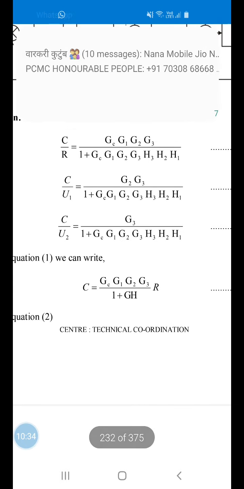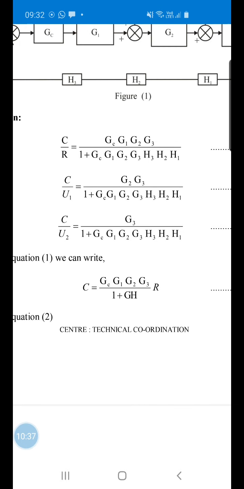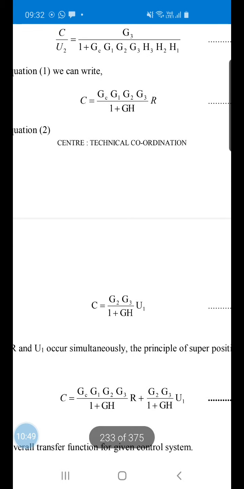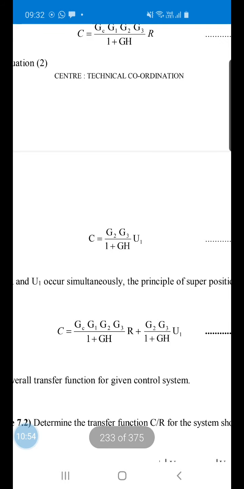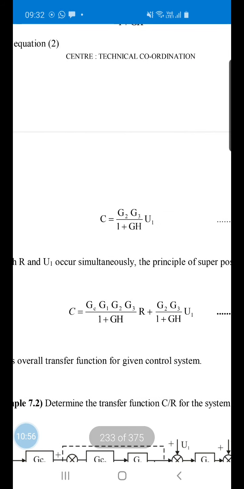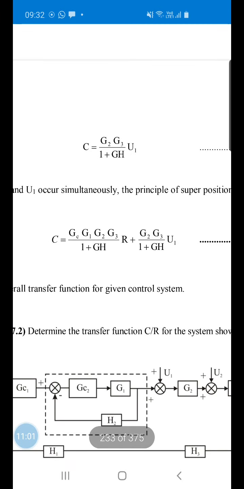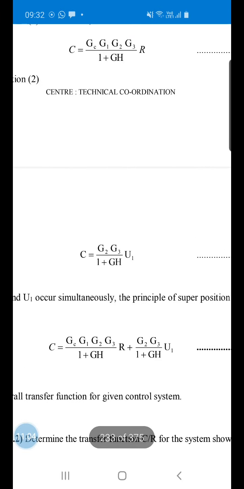So what you can write? You can write from the first equation C is equal to GC G1 G2 G3 upon 1 plus G into H, where G is the product of all G, H is the product of all H, into R. What will be C by U1? It will be G2 G3 upon 1 plus GH into U1. If they have asked you to combine both effects together, if R and U occur simultaneously, then you can just add the two equations. C is equal to this product into R plus this product into U1.